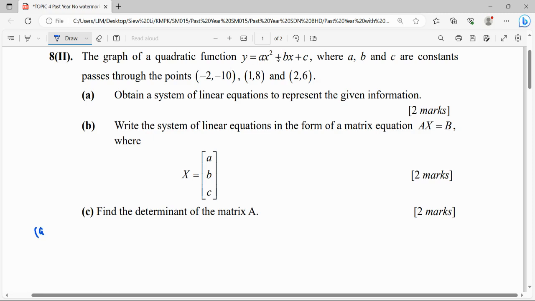Therefore, for question A, for the point (-2, -10), when we substitute into the equation, we are supposed to get y equal to -10. So a is unknown and x is -2 squared. When we simplify that equation, we get 4a minus 2b plus c equals -10. So this is our first equation.